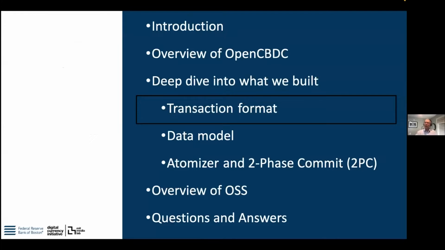Okay, so what I'd like to do at this time is hand it over to James Lovejoy, and James will talk us through the deep dive of the OpenCBDC architecture.